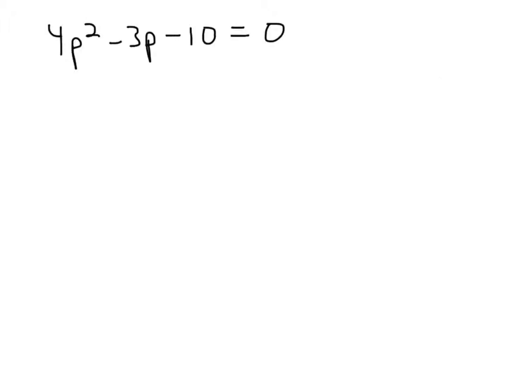Okay, now let's try another example. In this example, we already have equals 0 on one side, so the first step is done for us. So we can go right to the second step where we're going to factor this other side.